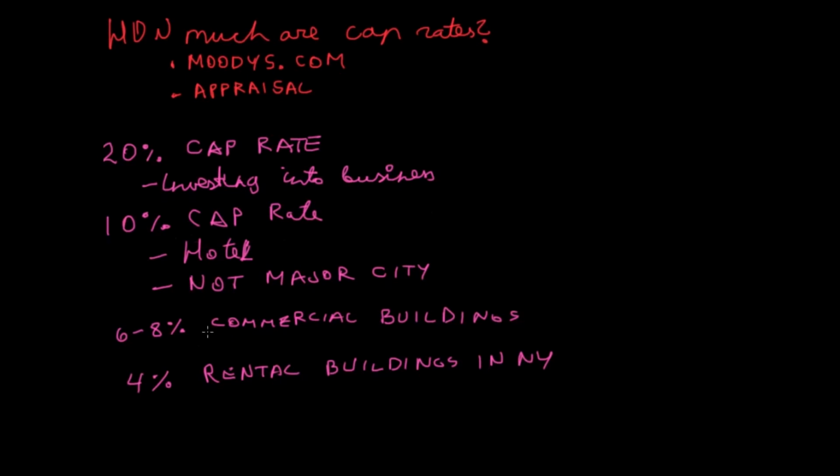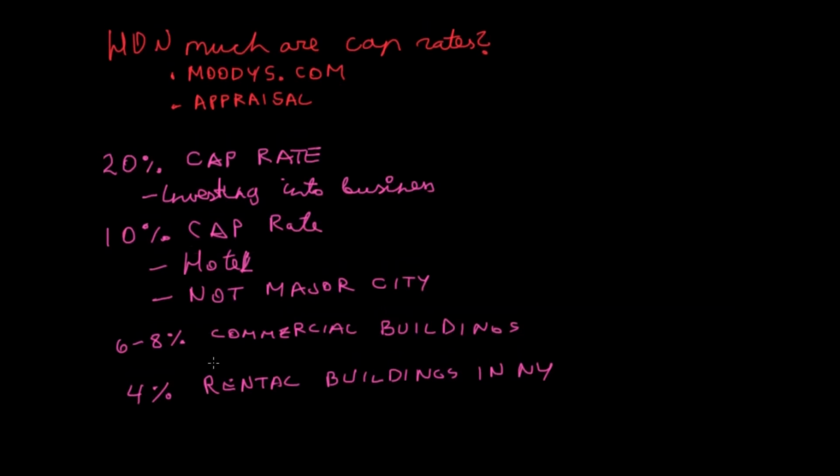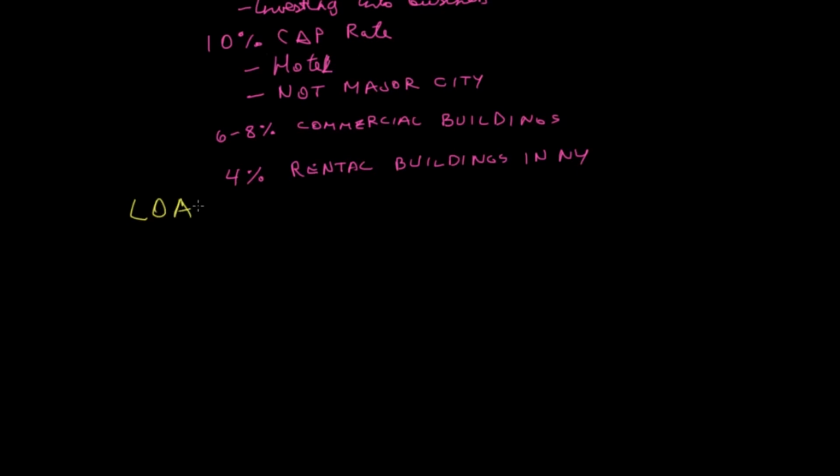This assumes that there are no loans. So this is what you get if you were to buy the whole building with cash only. Now things get a little bit more complicated if you have a loan. So how does a loan work? First thing, you have something called the capital stack.